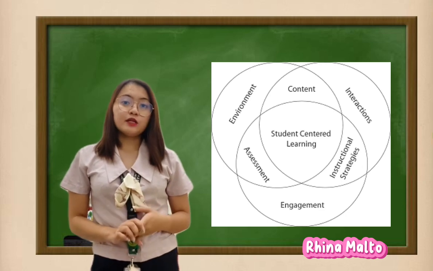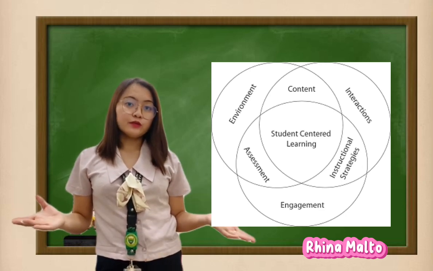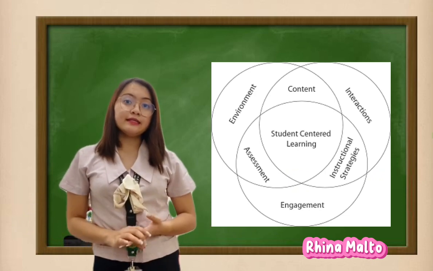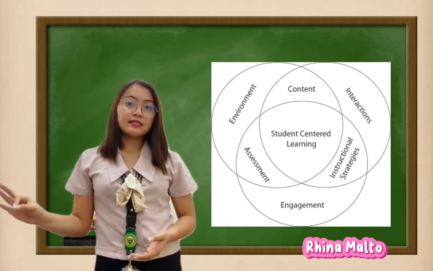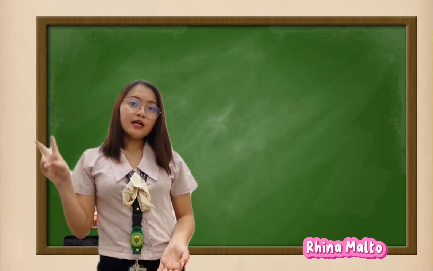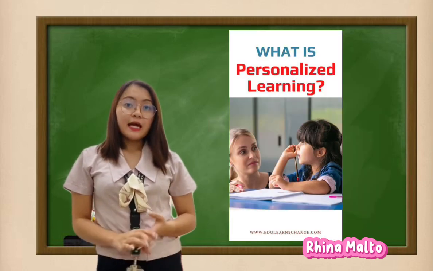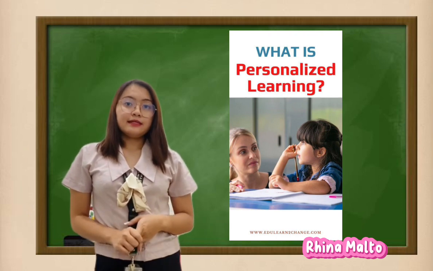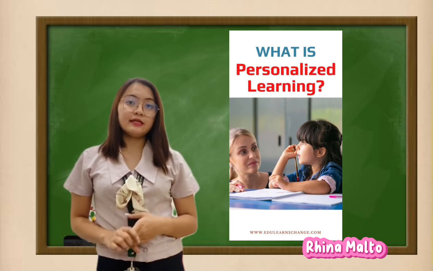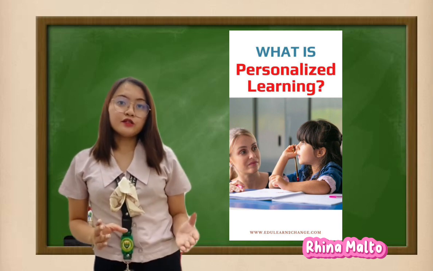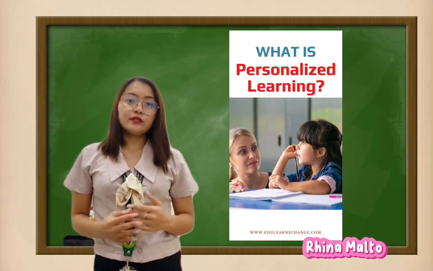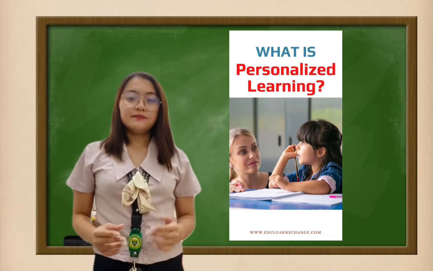Rogers advocated for a shift from teacher-centered to student-centered approaches in education. He believed that learning should be focused on the needs, interests, and experiences of students rather than on rigid curriculum standards. Second is personalized learning. Rogers emphasized the importance of personalized learning experiences tailored to individual students' unique needs and abilities. This approach encourages educators to consider students' backgrounds, interests, and learning styles when designing curriculum and instructional strategies.